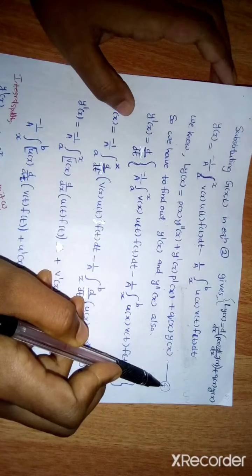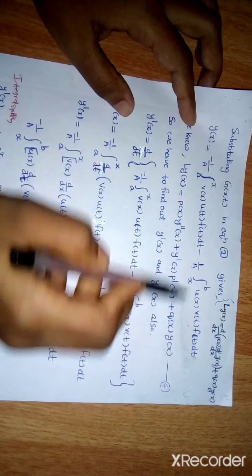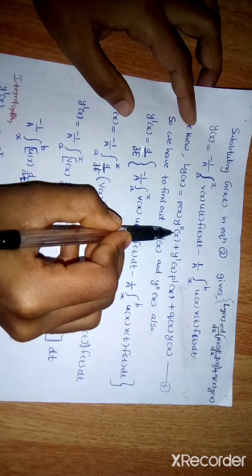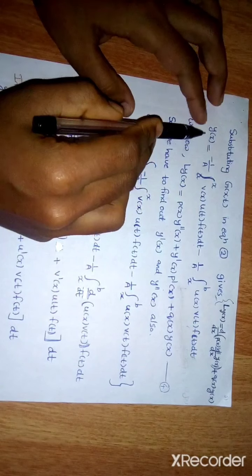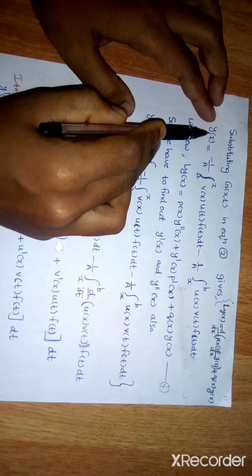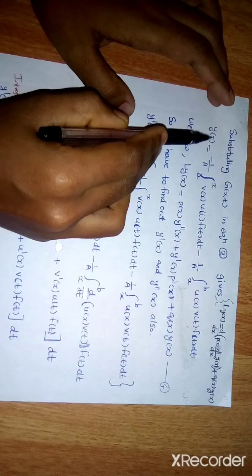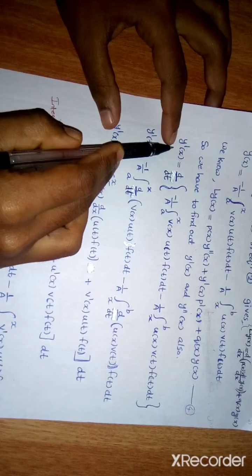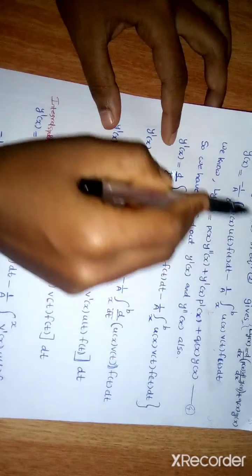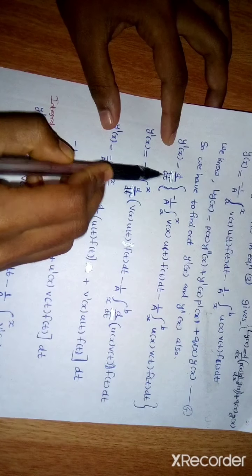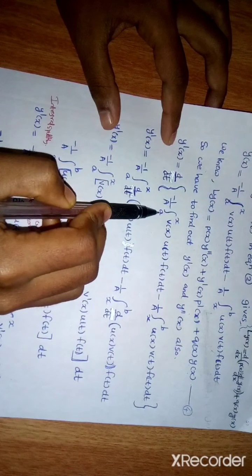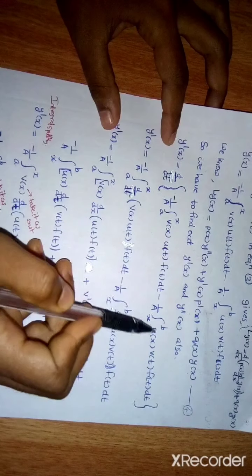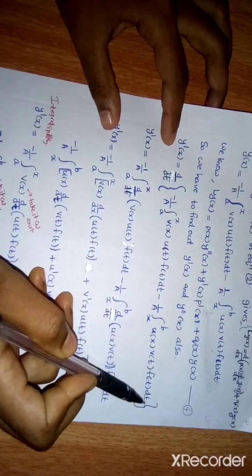Put this as equation number 4. Looking at equation number 4, we have two unknowns, y''(x) and y'(x). We have only p(x) and y(x), so we have to find both the first and second derivatives of y(x). So we have to find y'(x). For that, take the derivative of the whole term: d/dx of -1/A ∫ from a to x of v(x) u(t) f(t) dt - 1/A ∫ from x to b of u(x) v(t) f(t) dt.